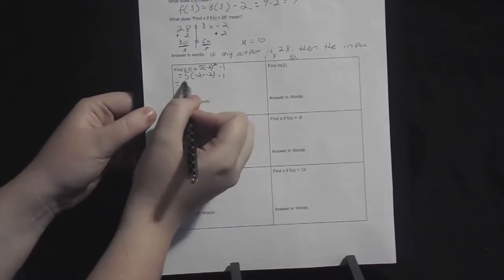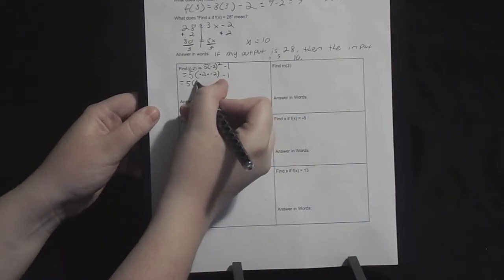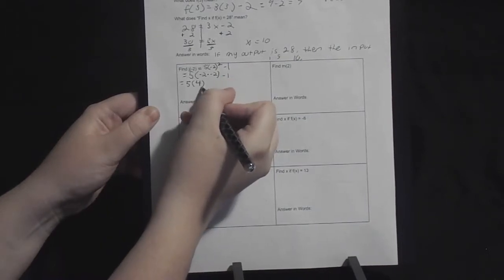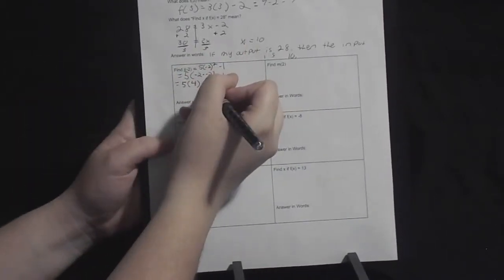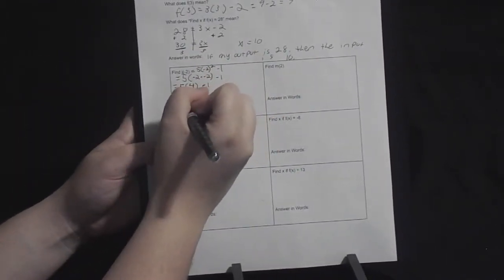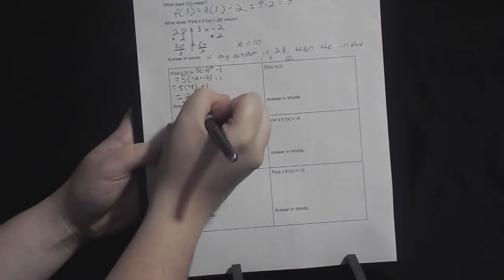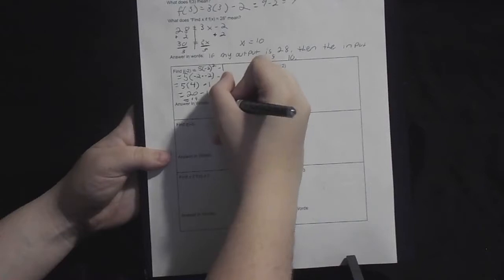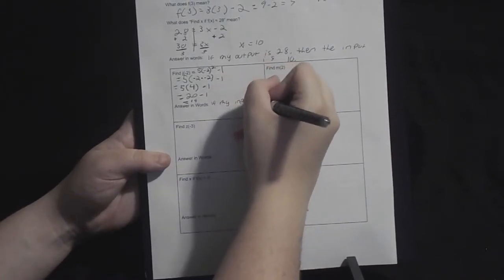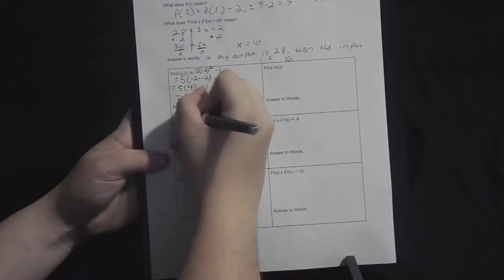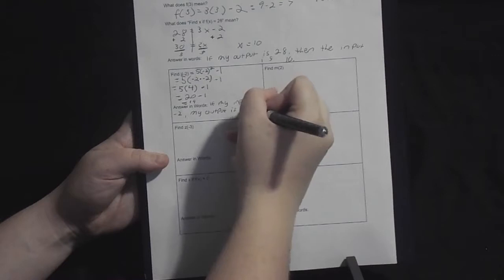Well, now for the next step, I recopied my 5. And negative 2 times negative 2 is positive 4, because a negative times a negative is positive, and 2 times 2 is 4. And I still have minus 1. Well, 5 times 4 is 20, minus 1 is 19. So my answer in words is: if my input is negative 2, my output, because the answer I got out, is 19.